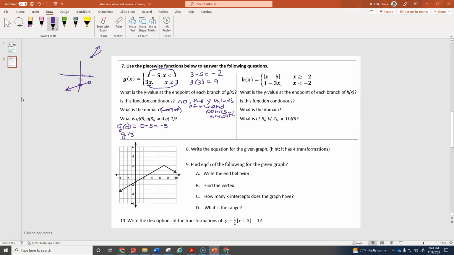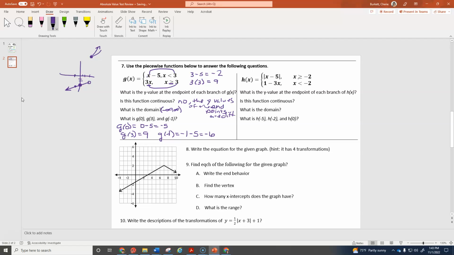G of 3, where does the 3 go? It goes where the bar is. I've already plugged that in up there. I got 9. That means when I go to 3, I have to go up to 9 and put a dot. And then g of negative 1. Negative 1 is a number that's smaller than 3, so negative 1 goes right there. Negative 1 minus 5 gives me negative 6. That means if I go to the left, negative 1, I'll have to go down to negative 6 to find my dot.